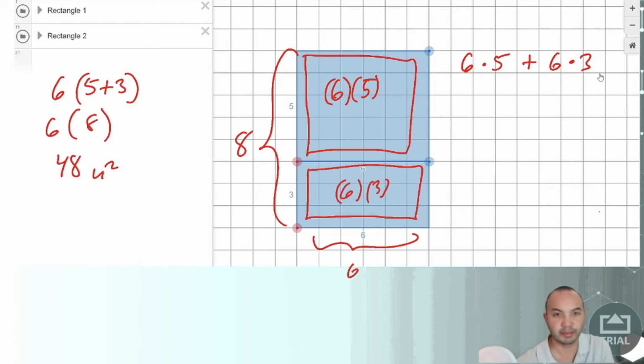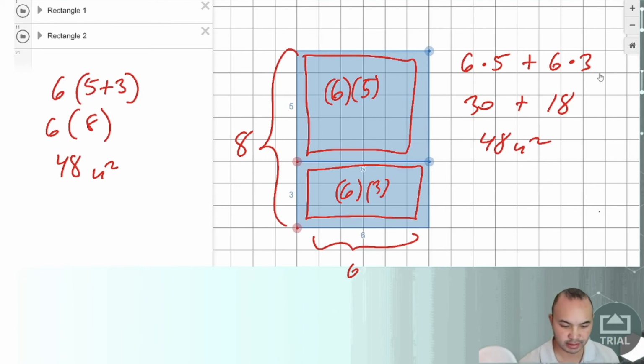Let's see if that works. It should. I just took the 2 areas. So 6 times 5 is 30, plus 6 times 3 is 18. You add that together, it's 48 units squared. So the exact same thing. Well, this is kind of an example of a proof of why the distributive property works.